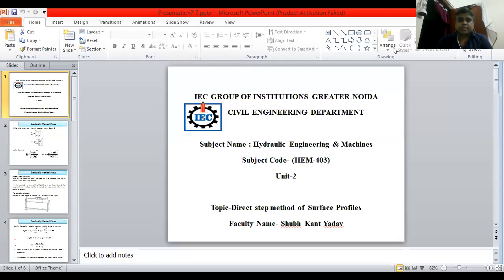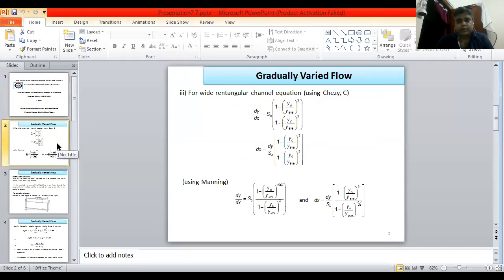Hello everyone, let us discuss the direct step method of surface profiles. For gradually varied flow, the flow equation for a wide rectangular channel using Chezy's coefficient C is dy/dx = S0 (1 - (y0/y average)^3) / (1 - (yc/y average)^3). Hence, dx = dy / (S0 ((1 - (yc/y average)^3) / (1 - (y0/y average)^3))).